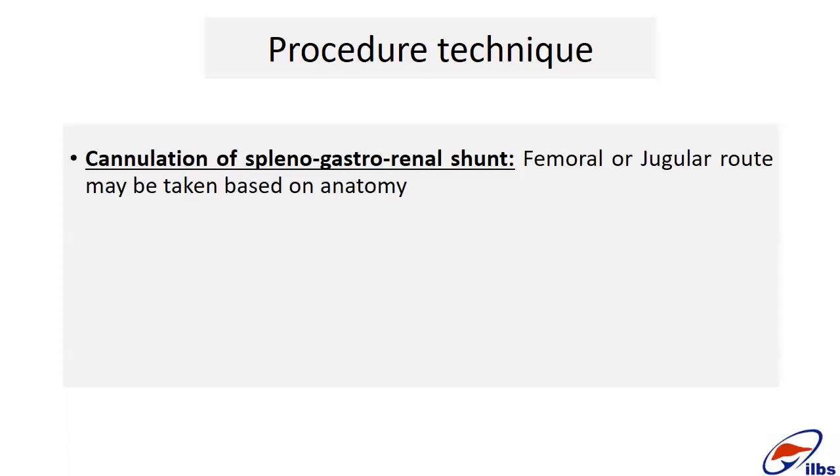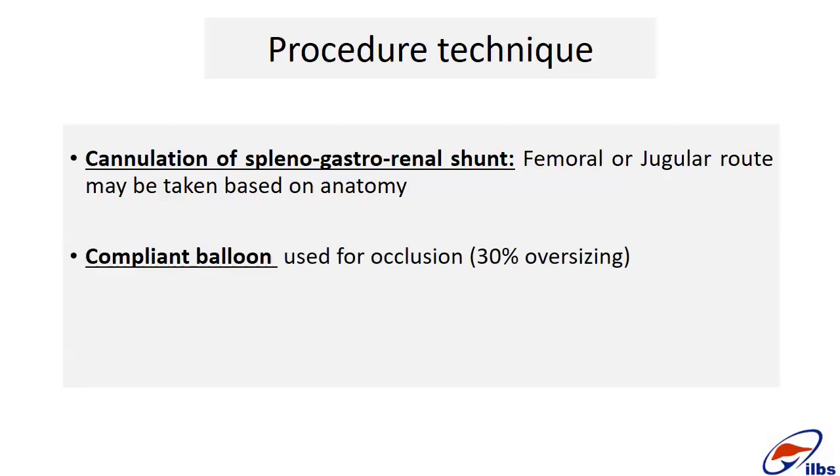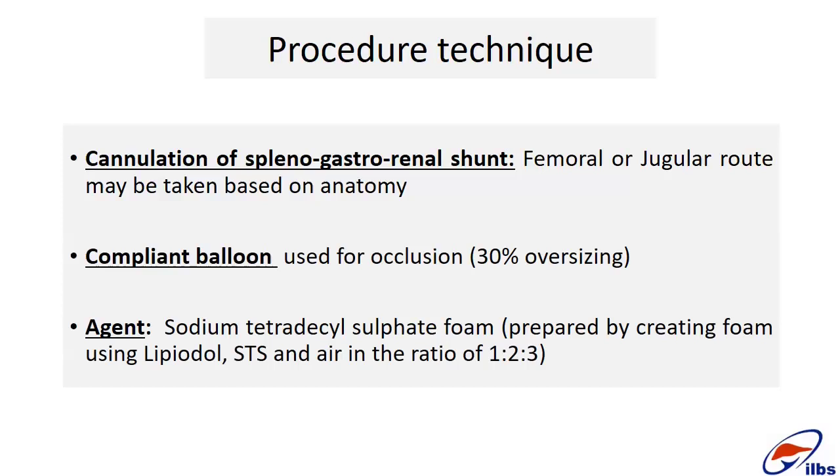So we understood that you can take the femoral or jugular route, because what was described was only the femoral route, but sometimes it is very difficult. So we thought that whenever required, you can take a femoral or jugular route based on anatomy. You should always use a compliant balloon, and you should oversize it, because in some cases we saw that after pushing some contrast, when the vein was distended, some of the sclerosant came back around the sides into the systemic side.